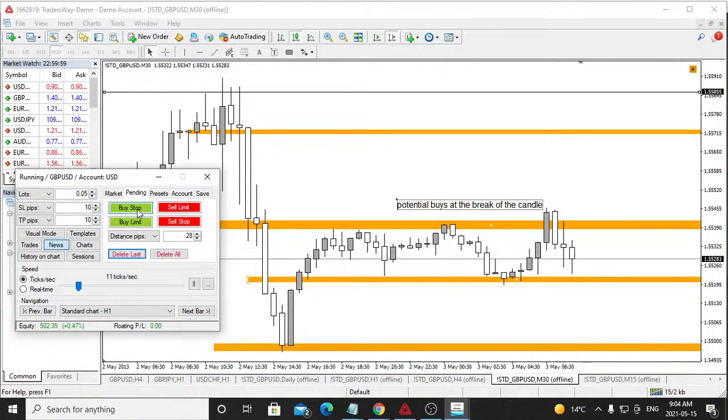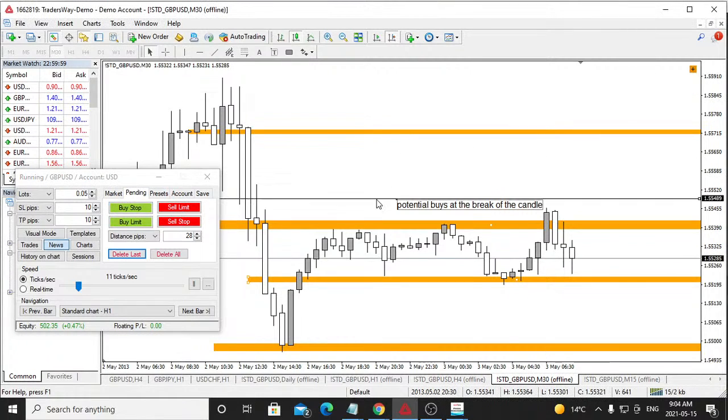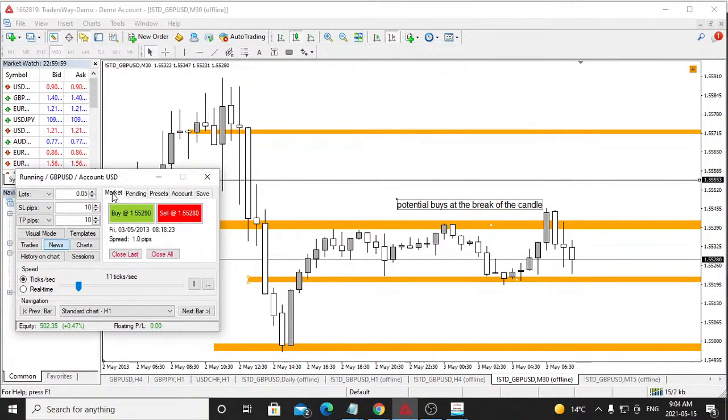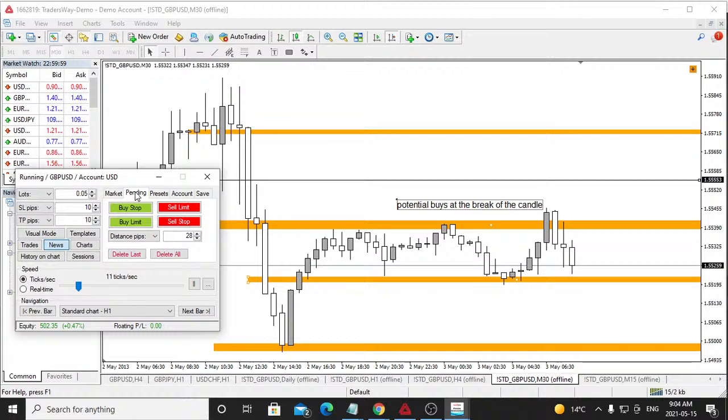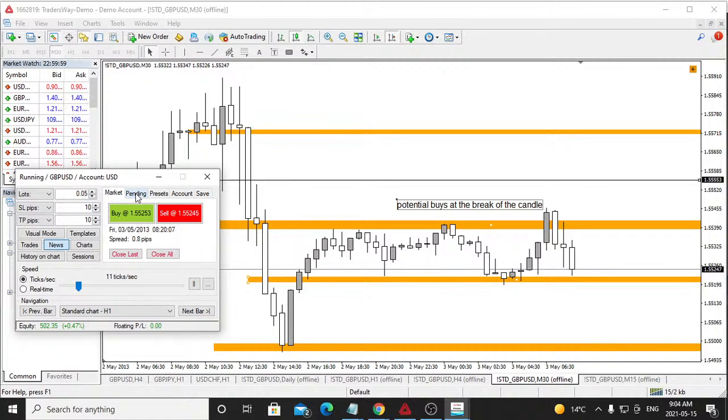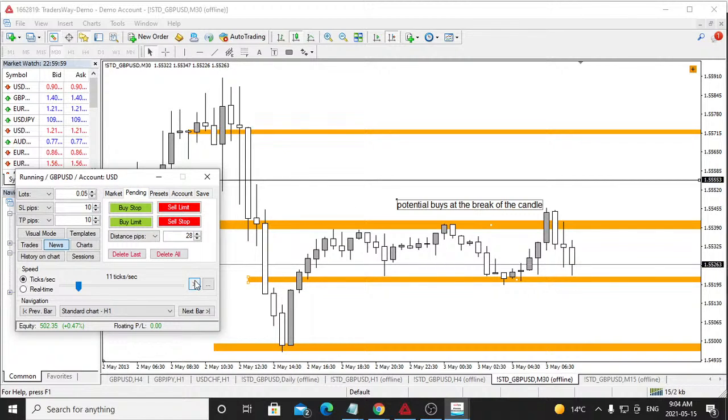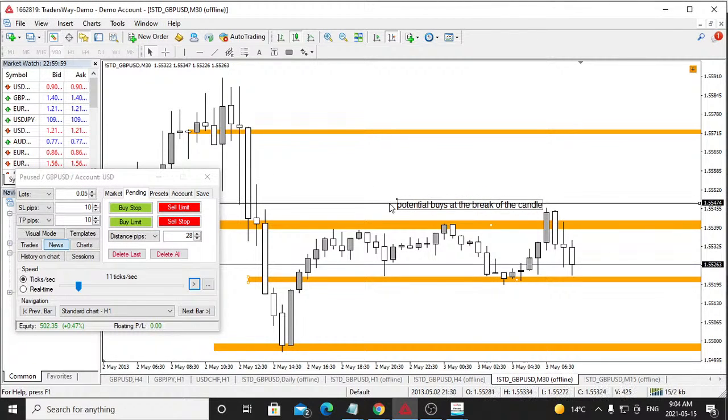Okay, so let's try this again. What time is it? 8:18. Okay, one second. Let me just pause this for a second. I actually do want to set this up. So I want this right here to be my buy stop. So, buy stop.